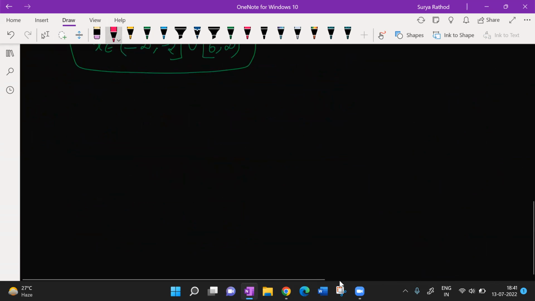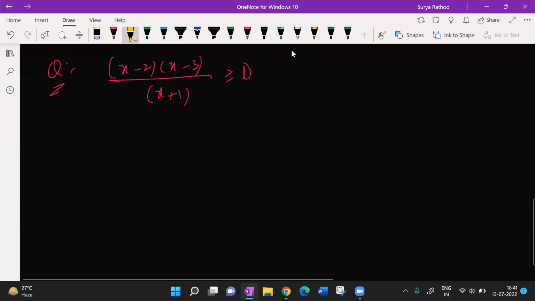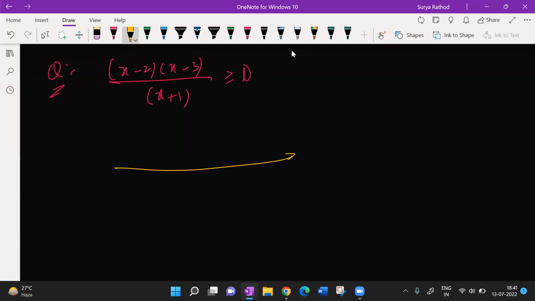Now I'll give one more question. x minus 2 into x minus 3 whole divided by x plus 1, greater than or equal to 0. Not whole square here, just x plus 1. Tell me the answer. For this type of question, I'll teach one question. What you have to do is simply put the inequalities.